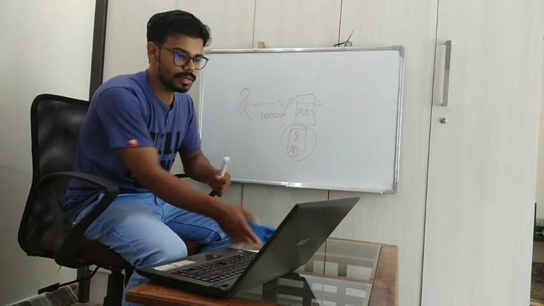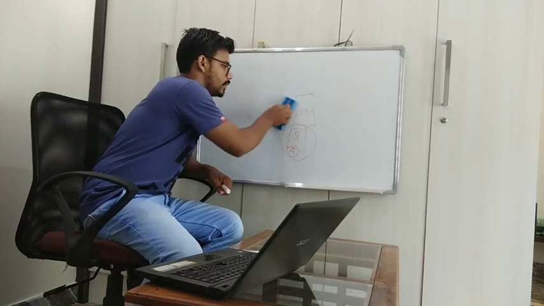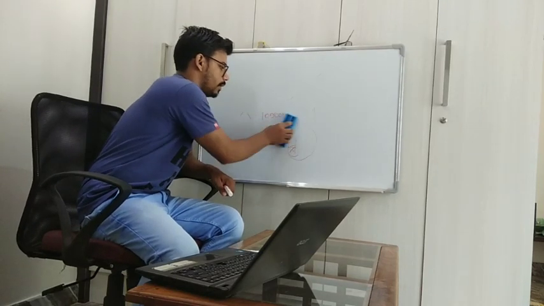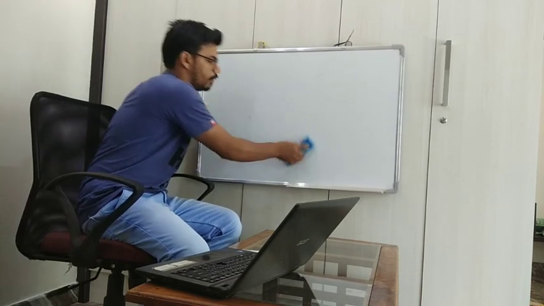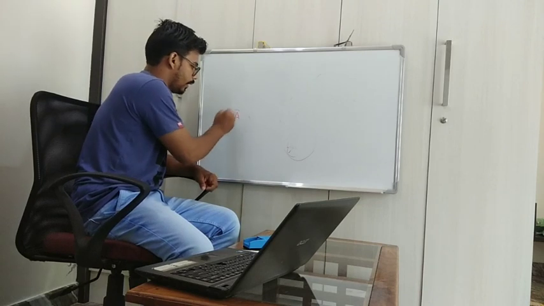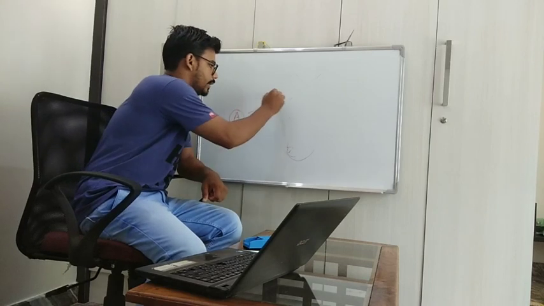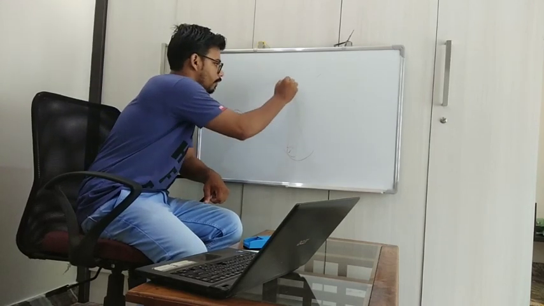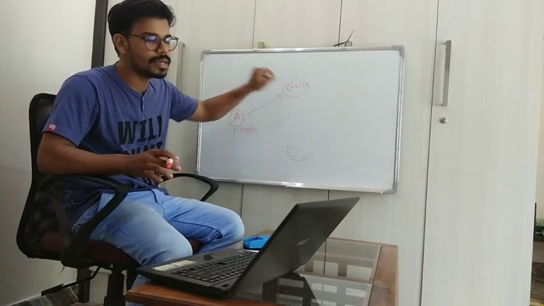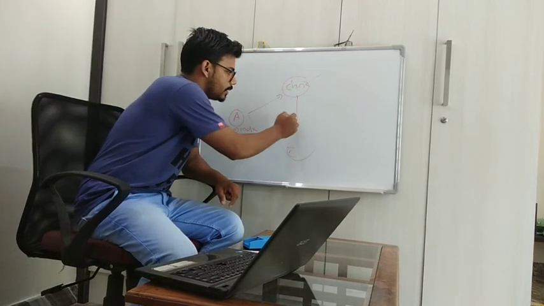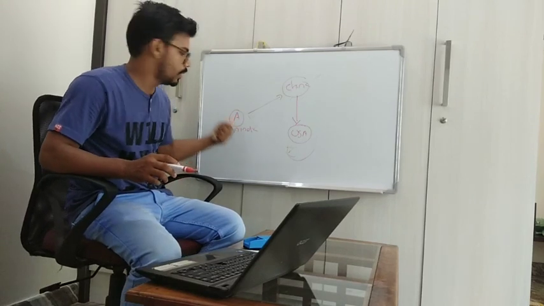For example, I'll explain this with a simple example. Suppose three persons are there. Mr. A is a registered person in India. He went to China and purchased some goods from China, and is directly selling those goods to a person in the USA. So this is how it works.